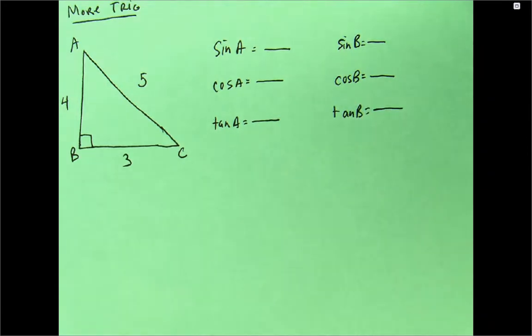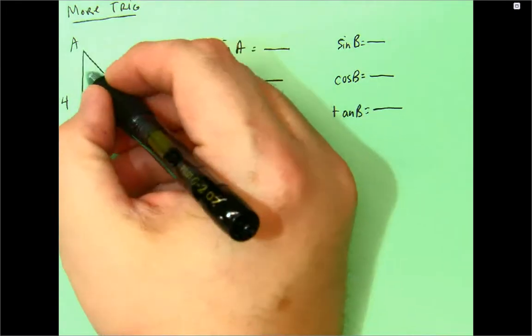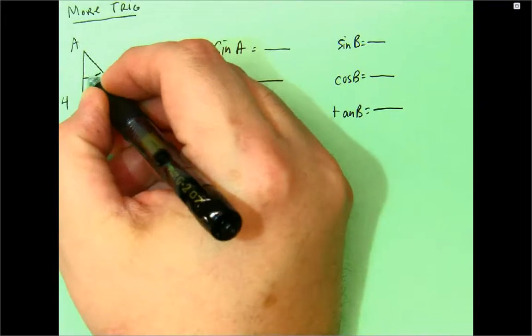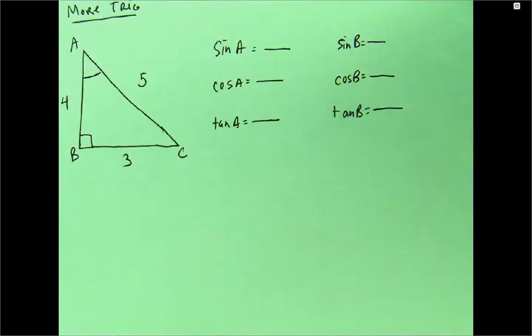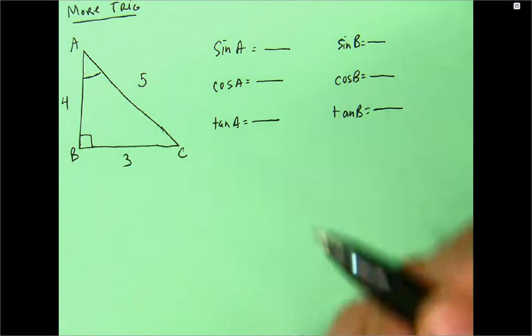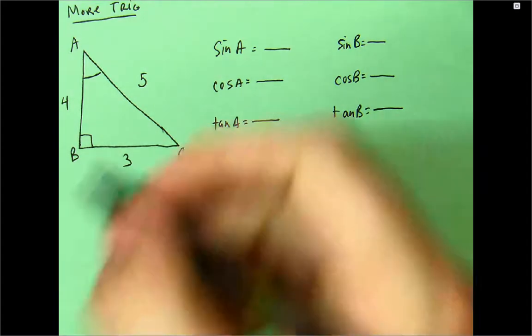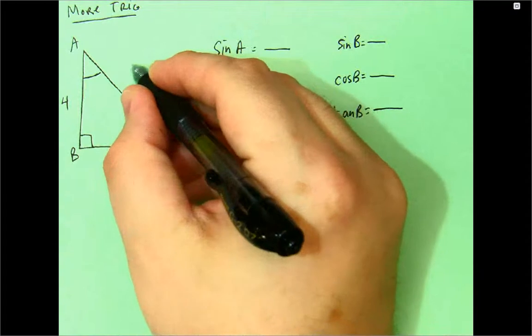Alright, take a second and figure out the sine of A. Now, remember, for the sine, if we're going for the sine of A, which one is our hypotenuse? It's either the 3, the 4, or the 5. 5. The hypotenuse is always the longest side. So this is my hypotenuse.